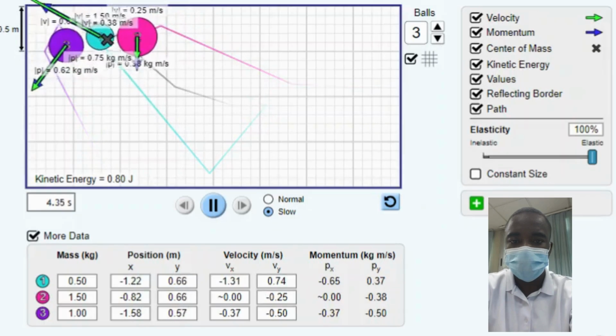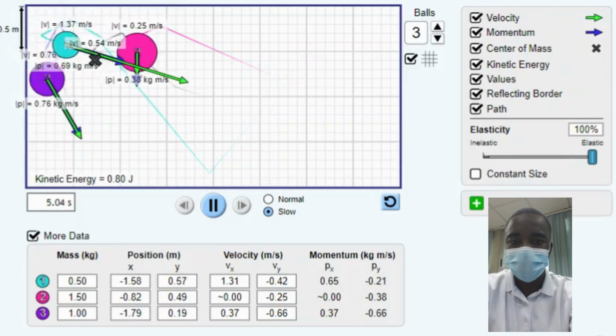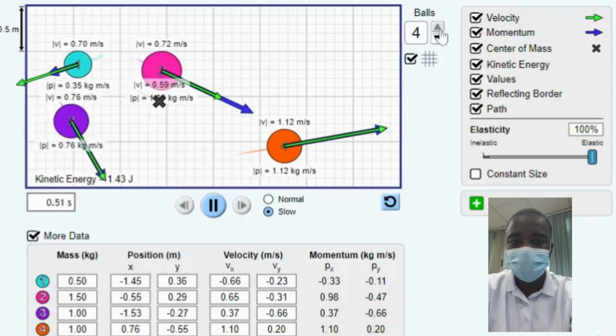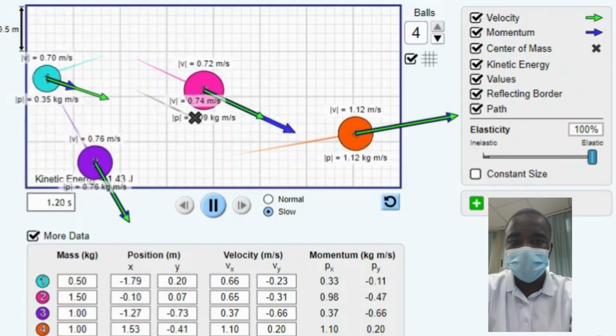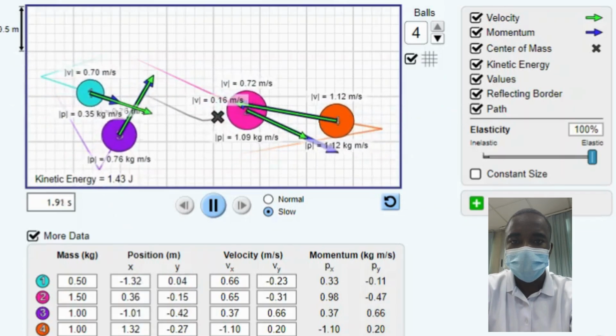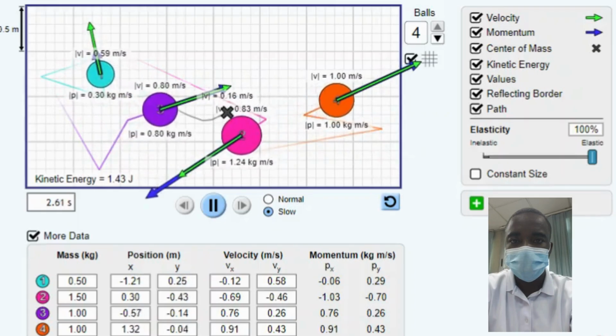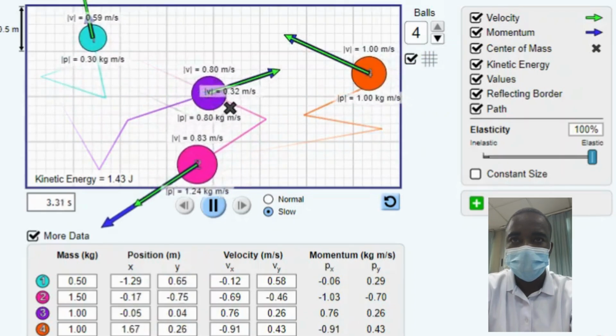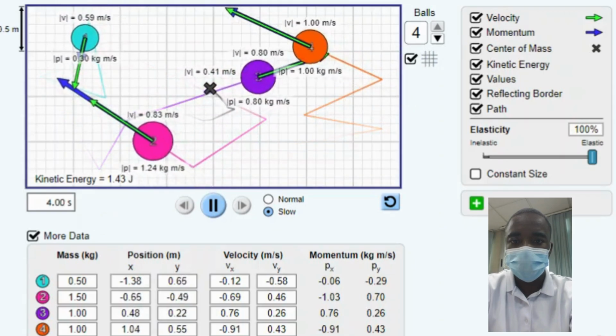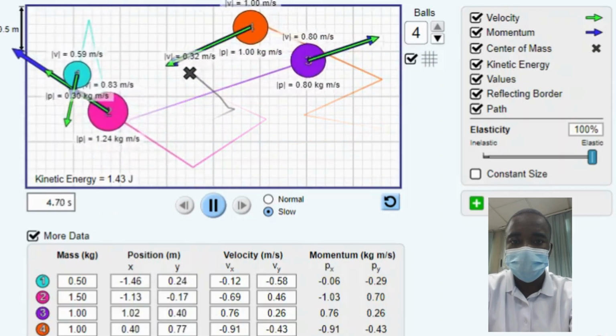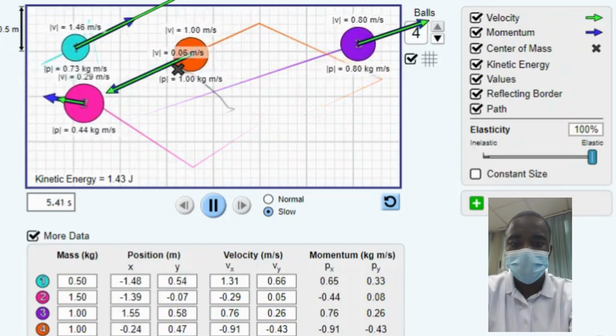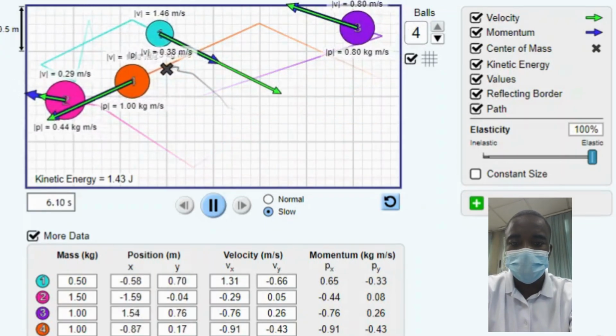Students can adjust various parameters of the objects, including mass, velocity, and angle of impact. This flexibility allows students to create and analyze different collision scenarios. For example, they can observe how changing the mass of one object affects the outcome of a collision, or how altering the angle of impact influences the trajectories of the objects.